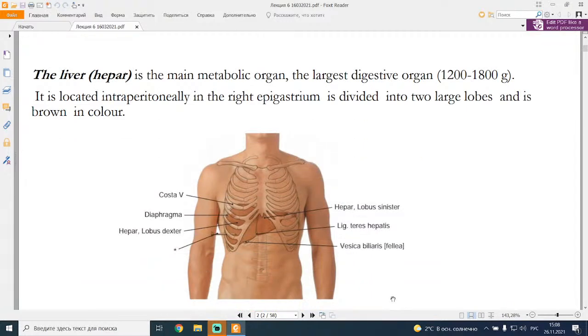The liver is the main metabolic organ, the largest digestive organ, 1,200 to 1,800 gram. It's located intraperitoneally in the right epigastrium. It is divided into two large lobes and is brown in color.